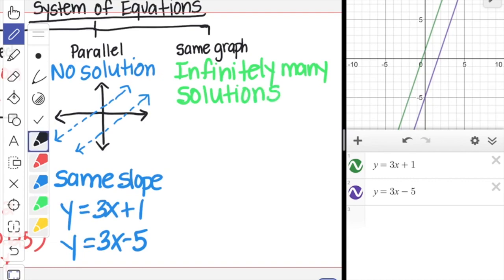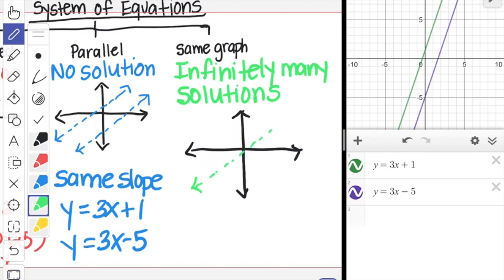So if I look at a graph for that one, and let's say this is my graph, and I graph another one, and that one winds up being right on top of it. Okay? So therefore, no matter what point I pick, I could pick this point, this point, this point, whatever point I pick, it will have that same solution. So when I'm looking at this, these are overlapping because they are the same line.